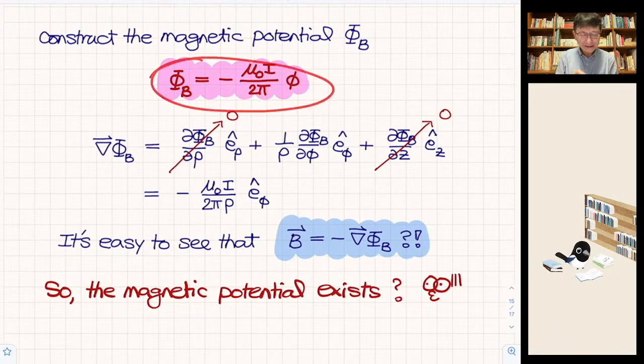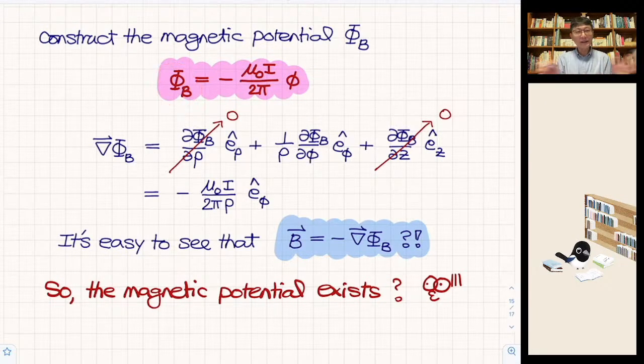Suppose now that I'm being smart enough. So I'm writing down phi B, just a scalar, no components, right? It's minus mu 0 I divided by 2 pi. Well, it's a must because you got that component. And an angle phi with a minus sign.